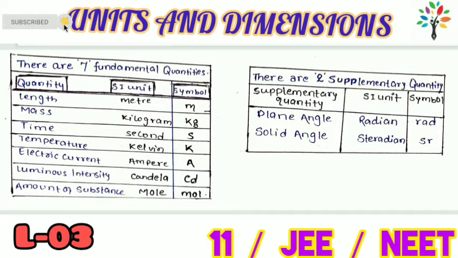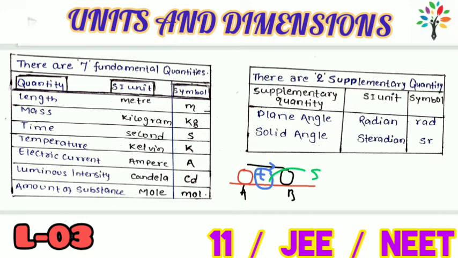The next fundamental quantity is time. Suppose there is a body under motion in a straight line, and after moving it reaches point B from point A. While moving, suppose it takes time t. So t will be time, which is represented in seconds. The unit of time is second.